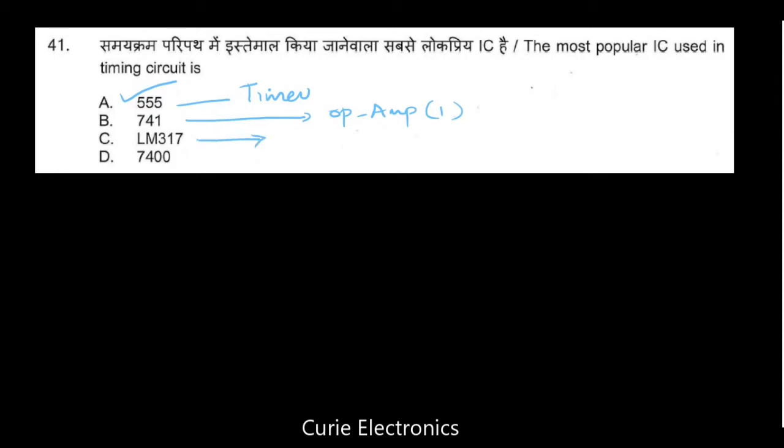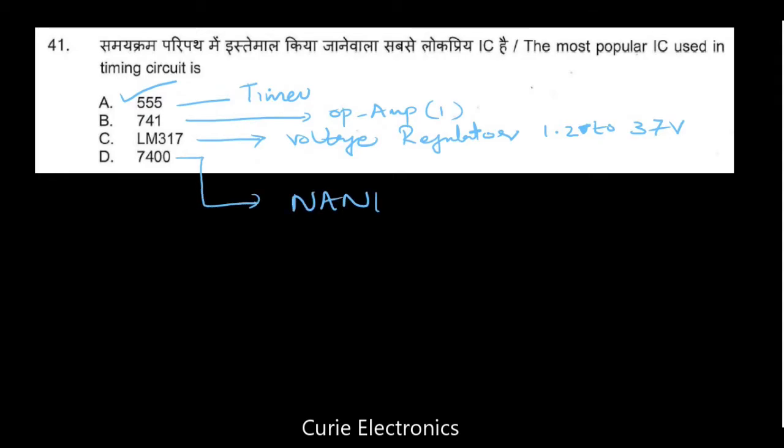What is LM317? It is a voltage regulator. It can regulate from around 1.2 volt to around 37 volt. Variable voltage regulator. This 7400, it's a TTL gate, and it is a NAND gate. 7400 is the NAND gate.